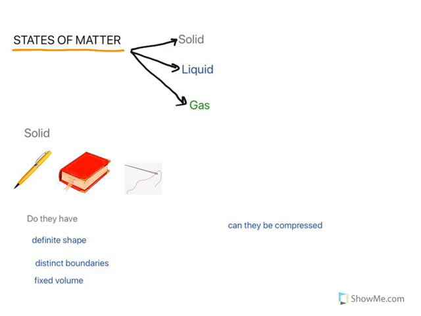Today we'll learn about the states of matter. Now the three states of matter are solid, liquid and gas. We'll start off with the solids. Now let's get on first with a solid. Here are three examples of a solid.